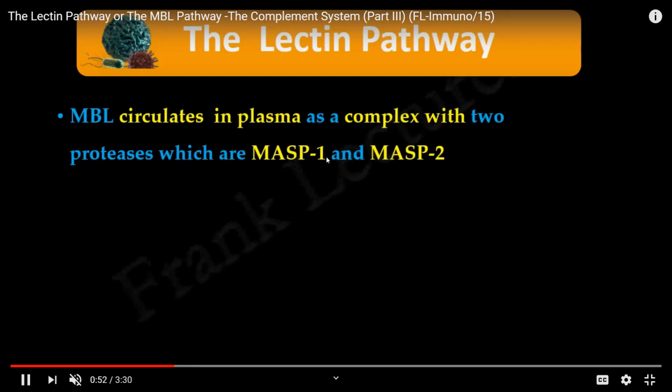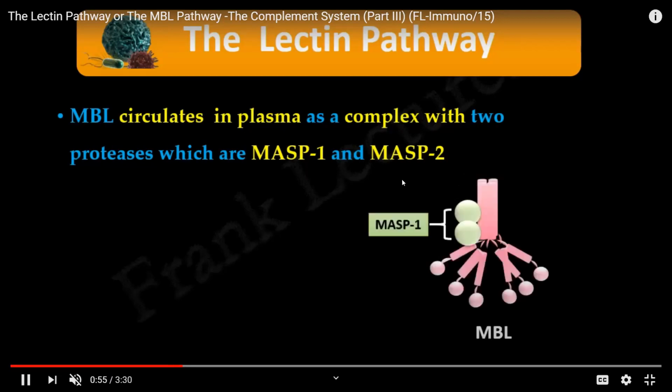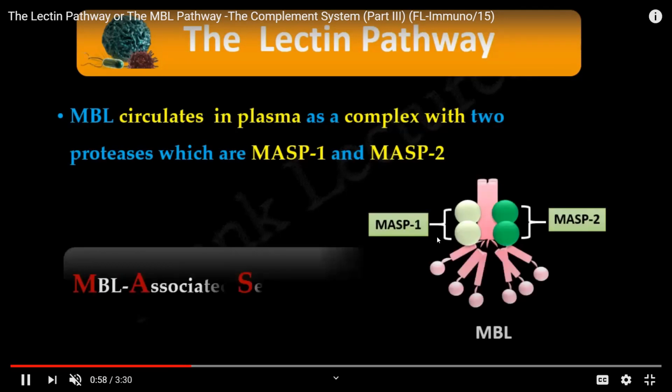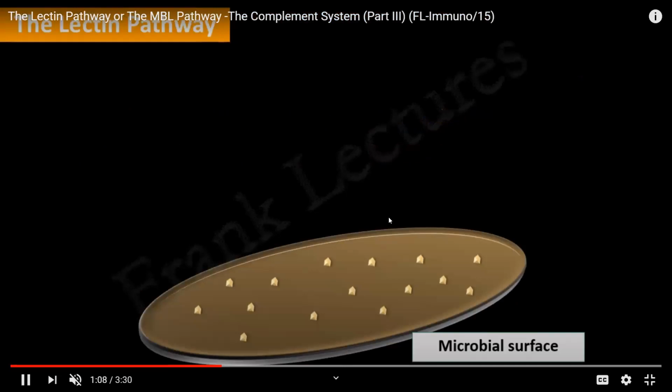Now, what are MASP1 and MASP2? If this is an MBL, you will see two structures attached to it. The structure on the left side is known as MASP1. The other one on the right side is known as MASP2. What is the full form? M stands for MBL, A stands for associated, S for serine, and P for protease: MBL associated serine protease. So these two will be attached. Now let's see how it works.